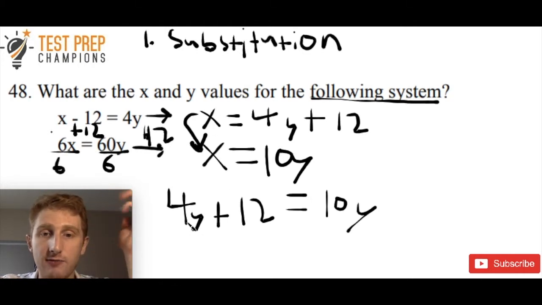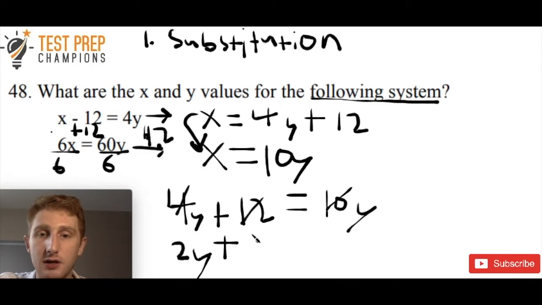All right, and so I've got 4y plus 12 equals 10y. So now I can simplify. I can divide a 2 out of each of these terms. And if I do that, what's 4 divided by 2? That's going to be 2y plus 6 equals 5y. Just makes it a little bit easier to work with here.